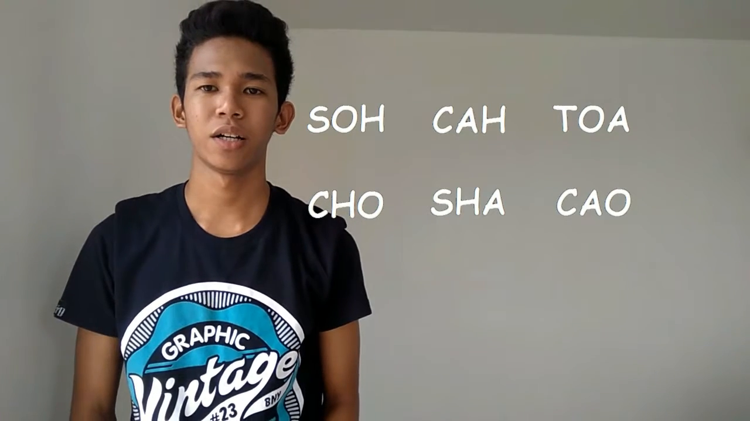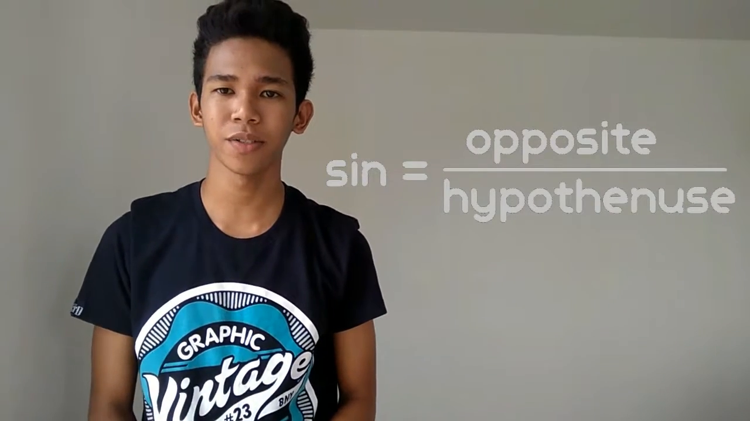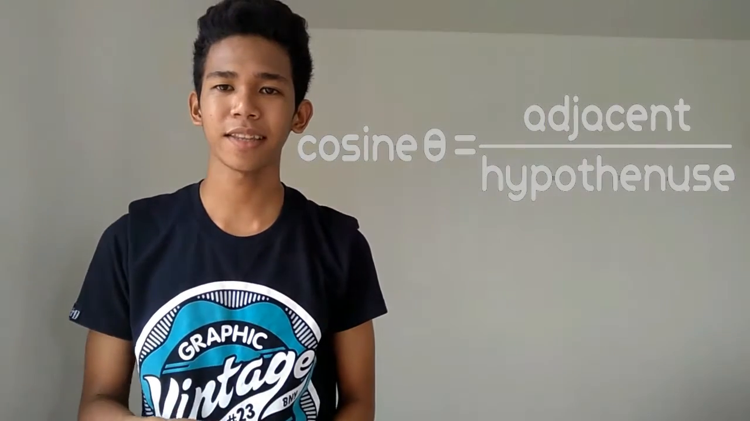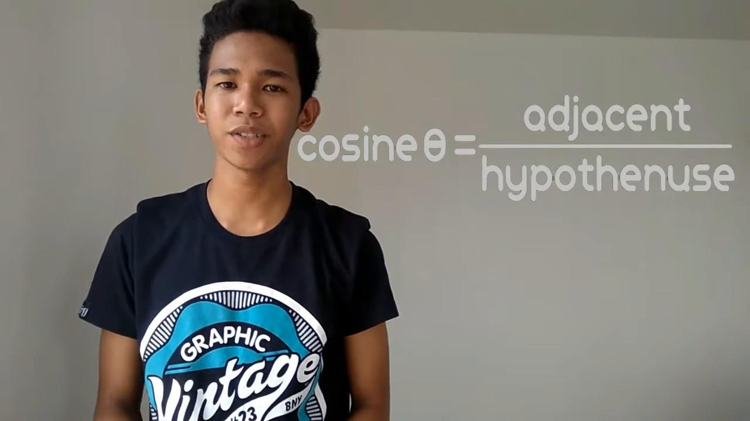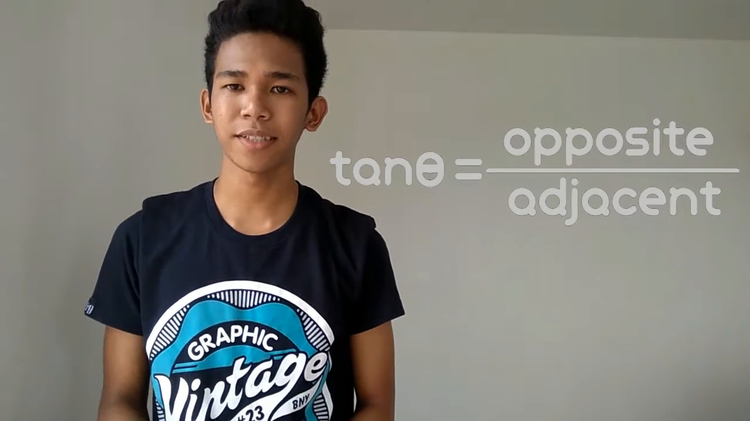We use this memory device to help us remember these 6 trigonometric ratios. These are the SOH, CAH, TOA, CHO, SHA, KOA. SOH stands for sine, opposite over hypotenuse. Then CAH stands for cosine, adjacent over hypotenuse. Then TOA stands for tangent, opposite over adjacent.